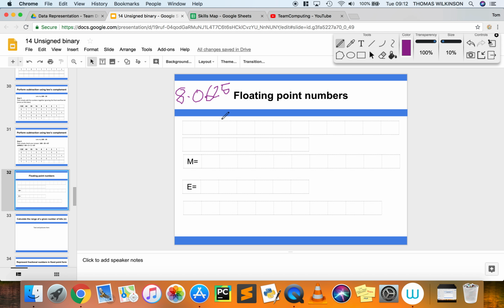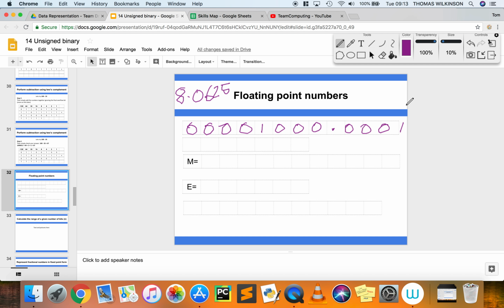Okay, so first of all, we're going to write out the binary value for 8.0625. It's not a half, not a quarter, not an eighth. I didn't give myself enough room here, never mind. So it's like that, isn't it? It's not a half, quarter or eighth, it's a sixteenth. So 8.0625 is written like so.